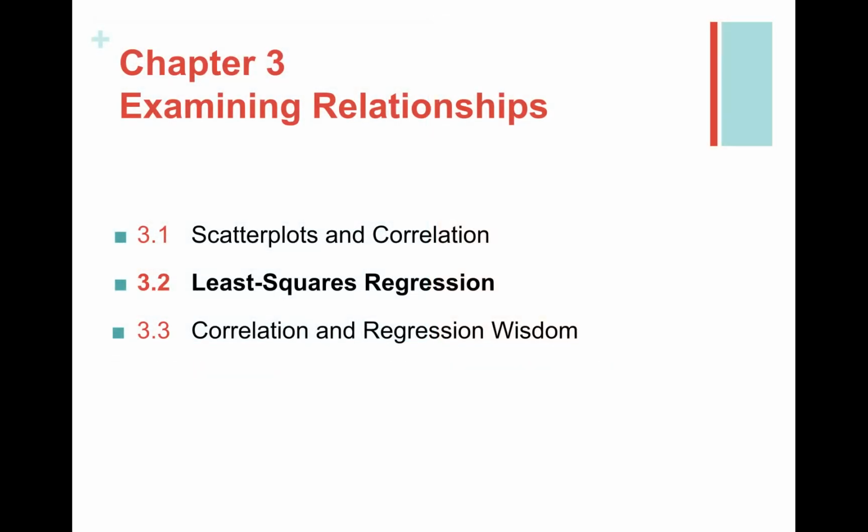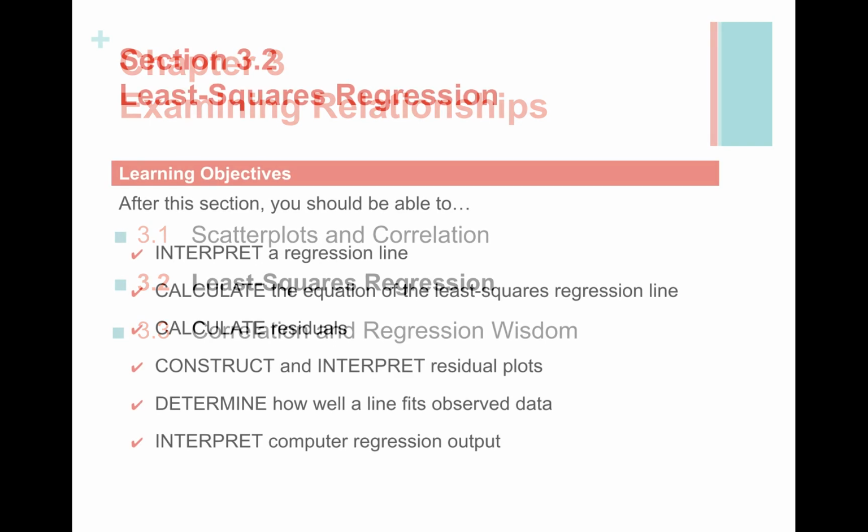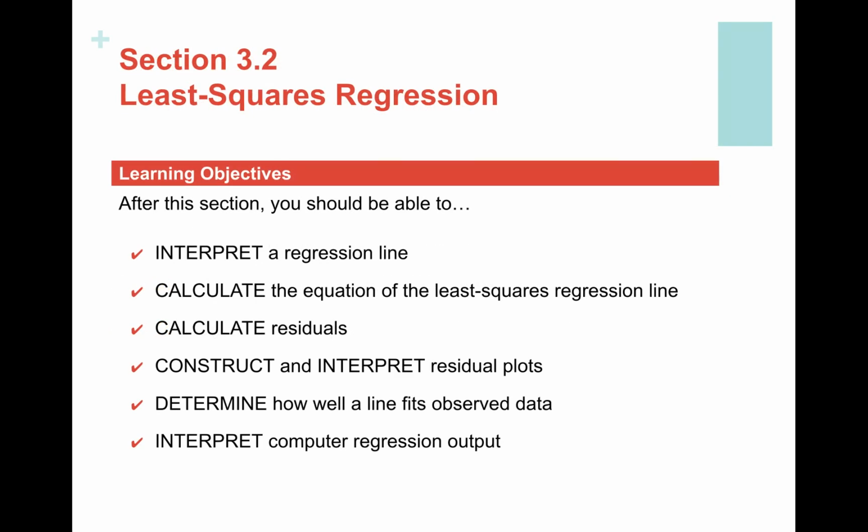Okay. So here we are in section 3.2. And here are our learning objectives. You're going to interpret the regression line, calculate the equation of the least squares regression line, calculate residuals, and construct and interpret the residual plot, determine how well a line fits the observed data, and interpret computer regression output.